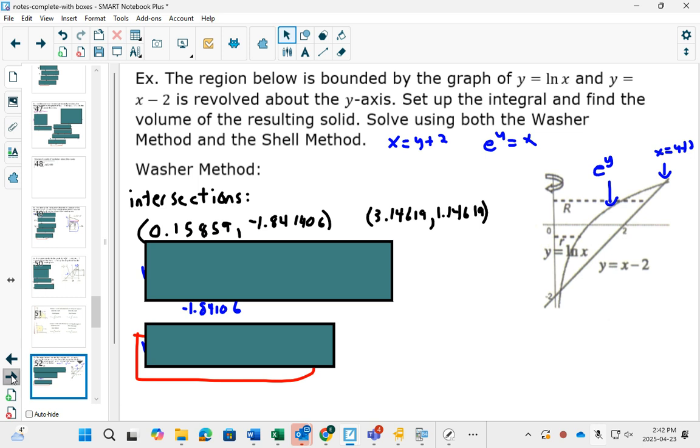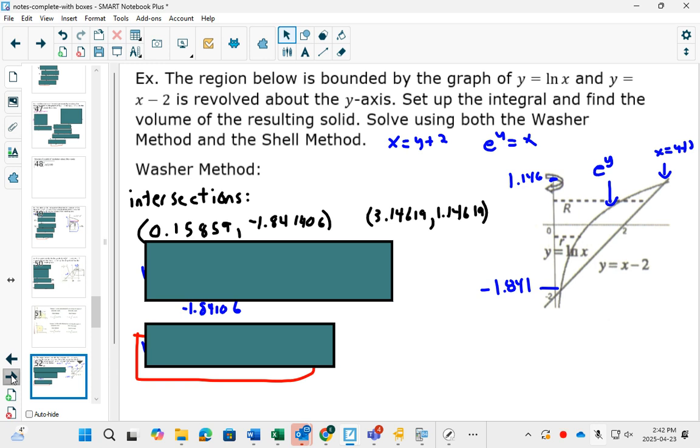Lovely intersection points. Now, which are the important intersection points if we're using the washer method? We're really concerned about the y values. So we have this negative 1.84 up to this y value of 1.146. Three decimals. Those would be the values that we're interested in.